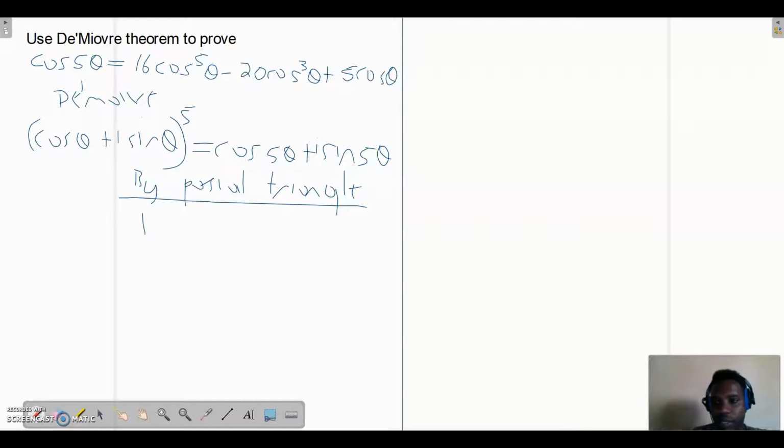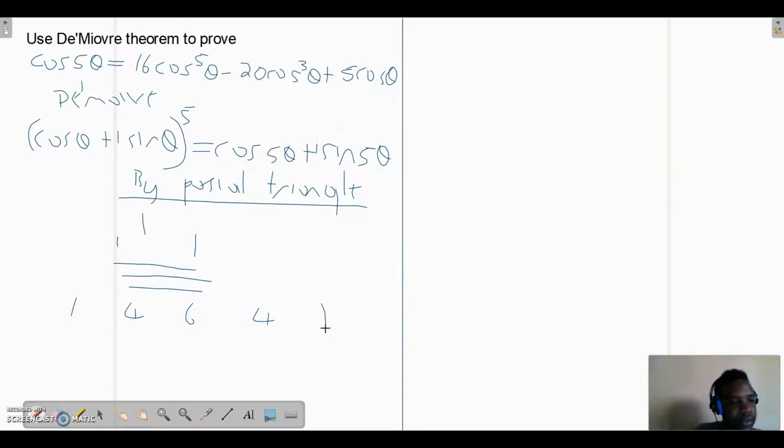Now remember, the Pascal triangle starts with 1. So you have 1, then 1, 1. I'm going to skip out a few spaces, right? And go down to the fourth power where I had stopped in the previous question. So I have 1, 4, 6, 4, 1.